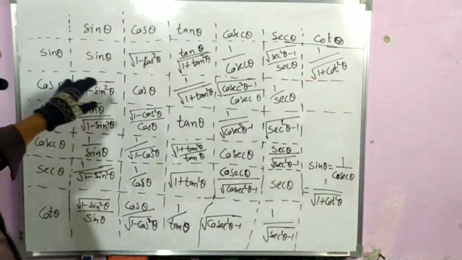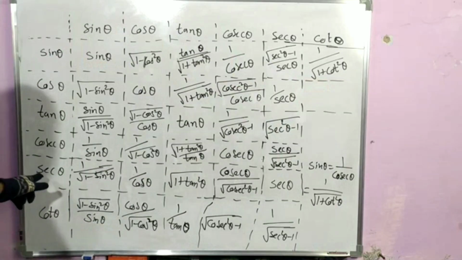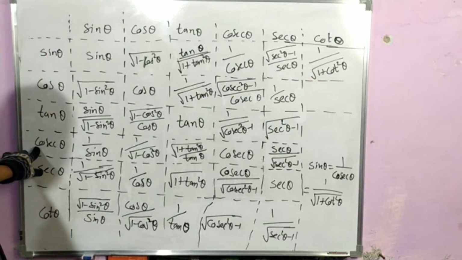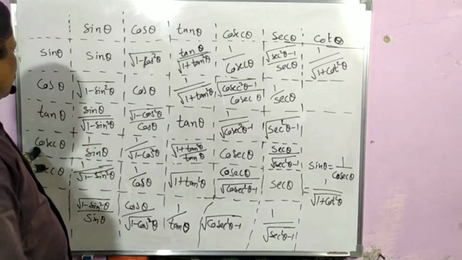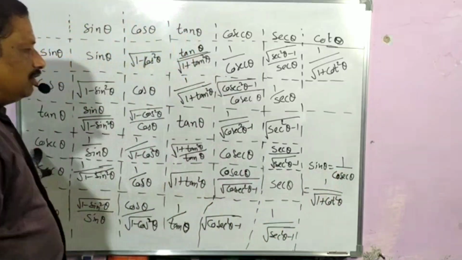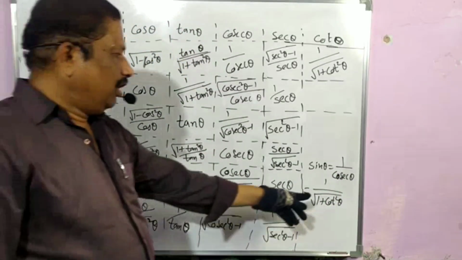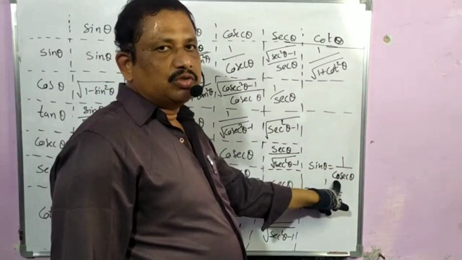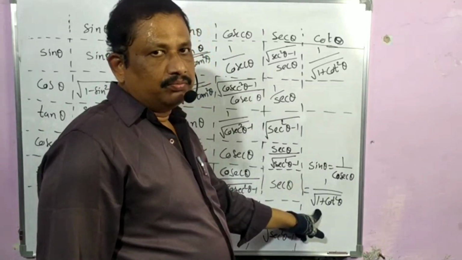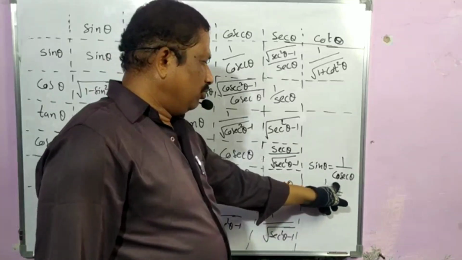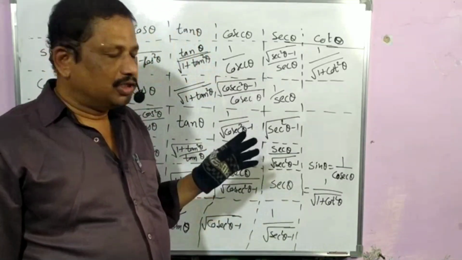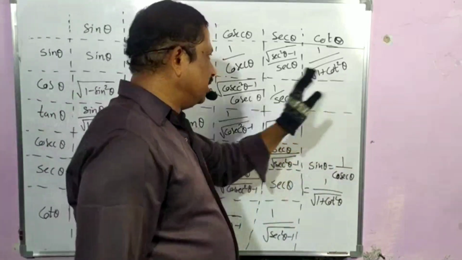So sine in terms of cot theta: sine is the reciprocal of cosecant, and cosecant is the reciprocal of sine. So sine can be written as 1 by cosecant. The identity we have: cosecant square theta minus cot square theta is equal to 1. So cosecant square theta is equal to 1 plus cot square theta. Cosecant theta is equal to root of 1 plus cot square theta.